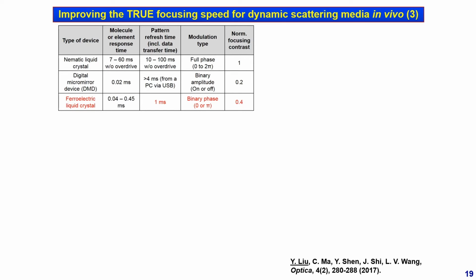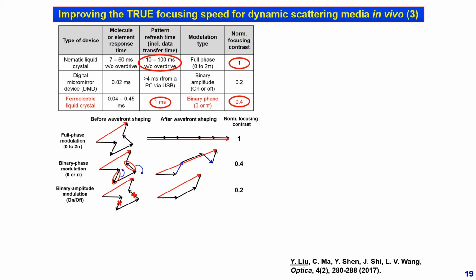In our work, we use ferroelectric liquid crystals as a fast spatial light modulator. The spatial light modulator has the shortest runtime of 1 millisecond, including data transfer time. However, unlike nematic liquid crystals that can do full phase modulation, ferroelectric liquid crystals can do only binary phase modulation. Fortunately, we proved that this binary phase modulation scheme only reduces the focusing contrast by around half. However, we gain more than 10 times in speed. Here are the physical pictures of the above three devices for wavefront shaping.